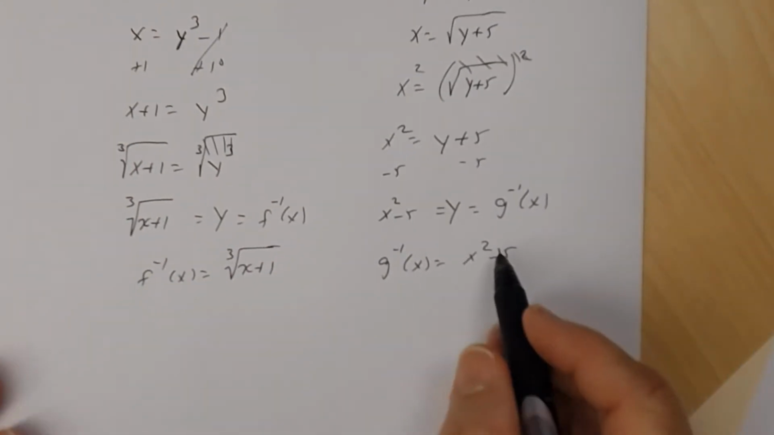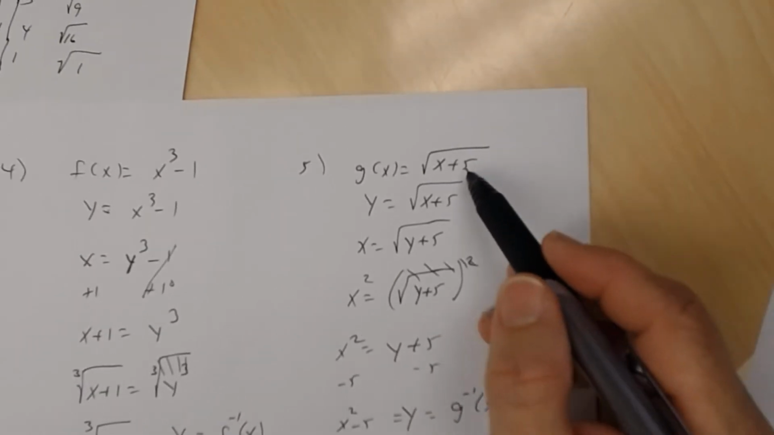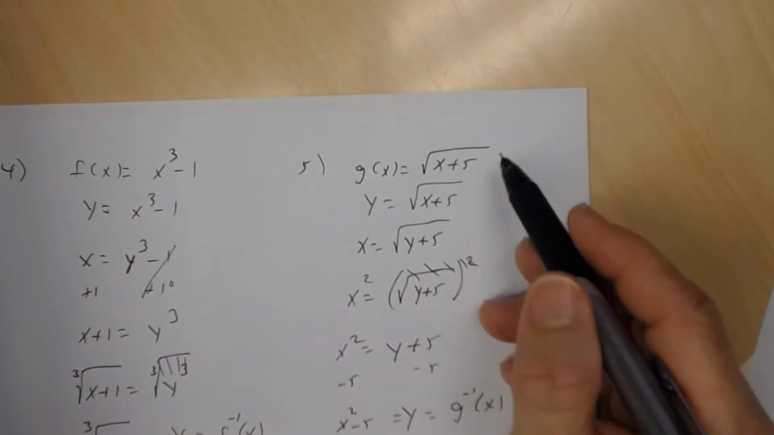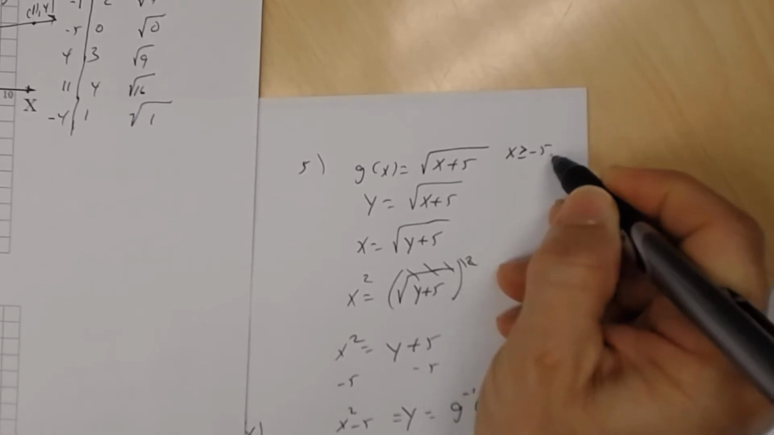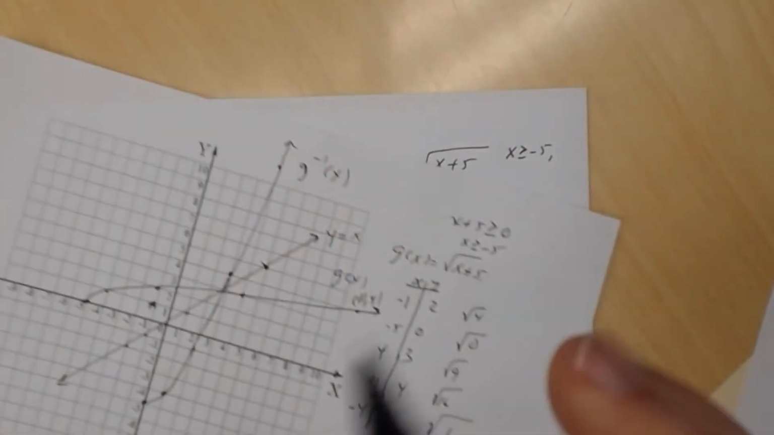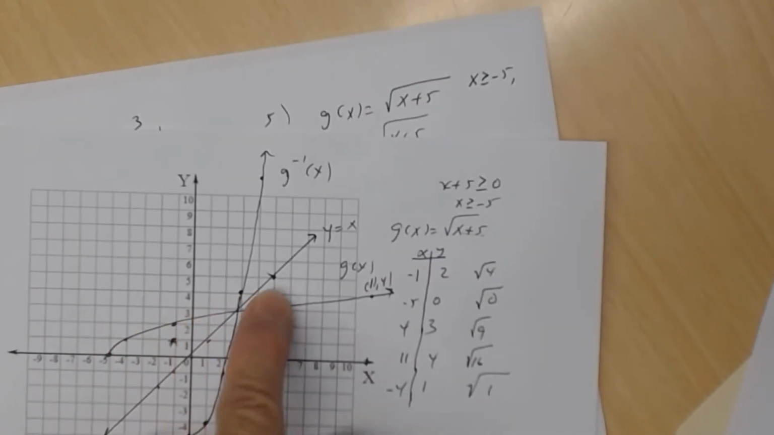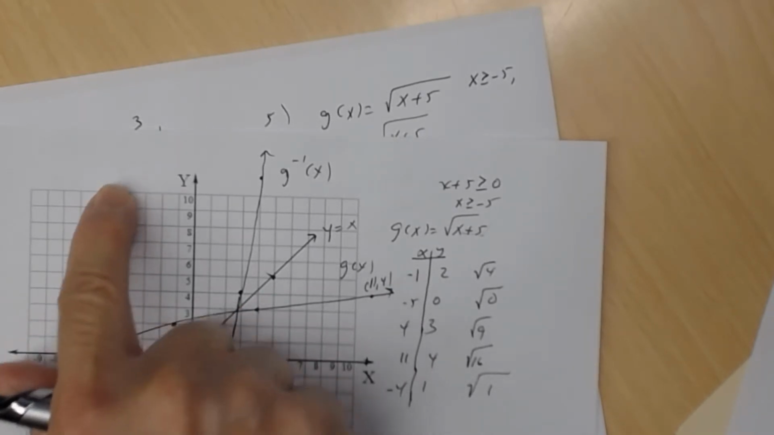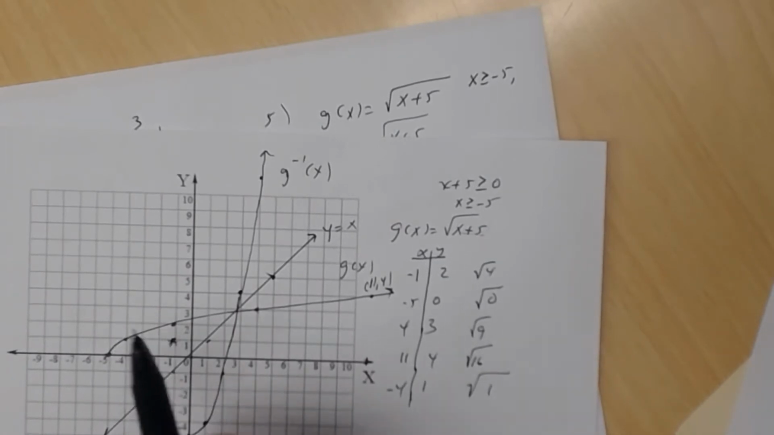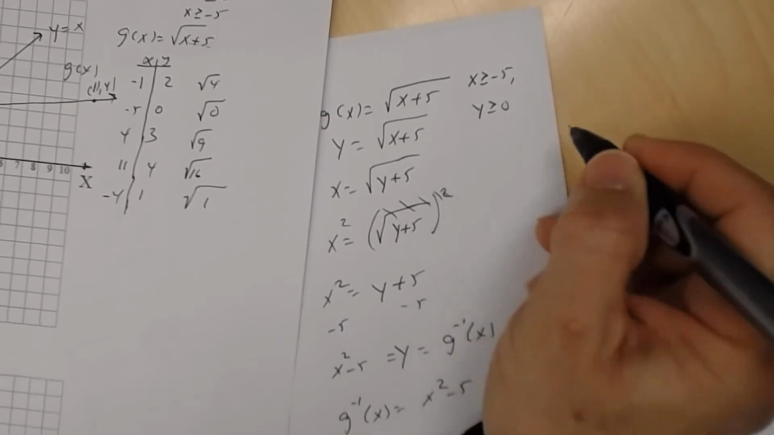So when we started graphing g of x, notice we said that the domain had to be greater than or equal to negative 5. And I want you to notice the range. What was the range of g of x? So what are the y values here that I'm getting? Well, remember, it's going to be from this y value all the way to infinity. So it'll be from 0 to infinity. So that means that y is going to be bigger than or equal to 0.